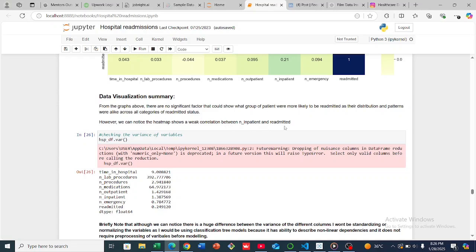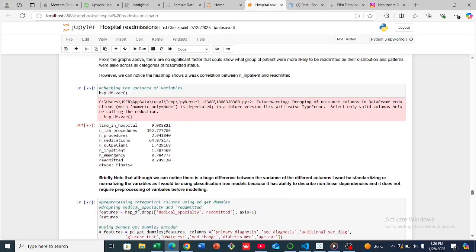Okay, I went ahead to check the variance of our variables using the dot var method to see the variance between our columns, and I stated that although we can notice there's a huge difference between the variance of the different columns, I would not be standardizing or normalizing the variables as I'll be using classification tree models, because they have the ability to describe non-linear dependencies and do not require pre-processing of variables before modeling.